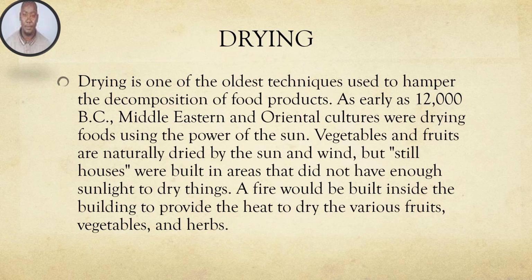Vegetables and fruits are naturally dried by the sun and wind, but still houses were built in areas that did not have enough sunlight to dry things. A fire would be built inside the building to provide the heat to dry the various fruits and vegetables and even herbs.